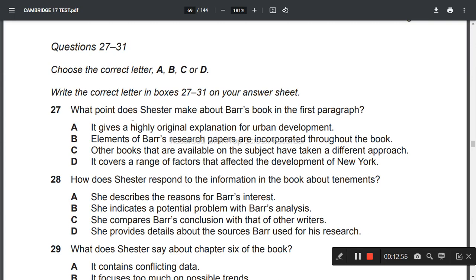What point does Chester make about Barr's book in the first paragraph? It covers a range of factors that affected the development of New York. How does Chester respond to the information in the book about tenements? She indicates a potential problem with Barr's analysis. B.